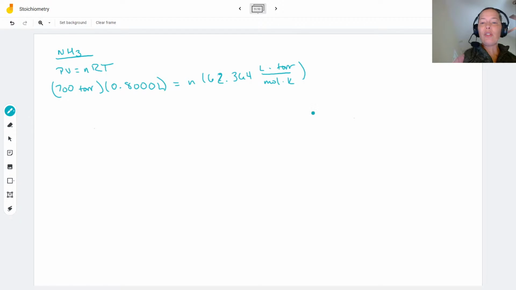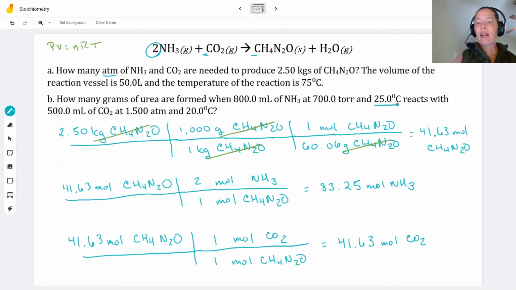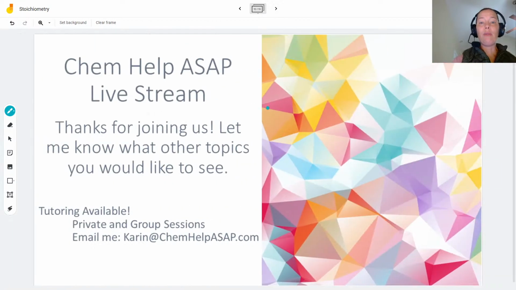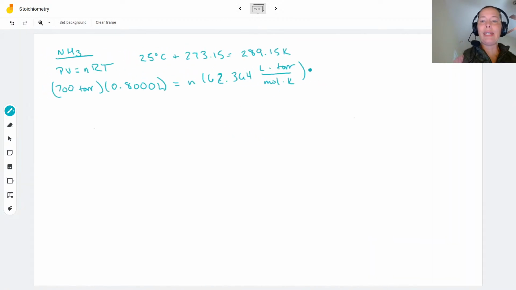The other thing I need to do is convert my temperature to Kelvin. My ammonia was at 25 degrees C. I'm going to add 273.15, which gives me my temperature in Kelvin, 298.15 Kelvin. I got this 25 degrees Celsius from the problem, from ammonia. I wrote 298.15 Kelvin.